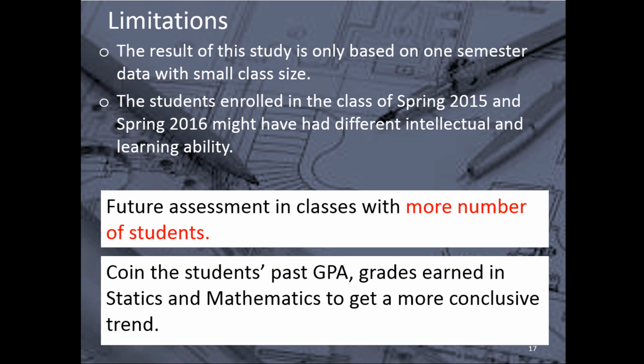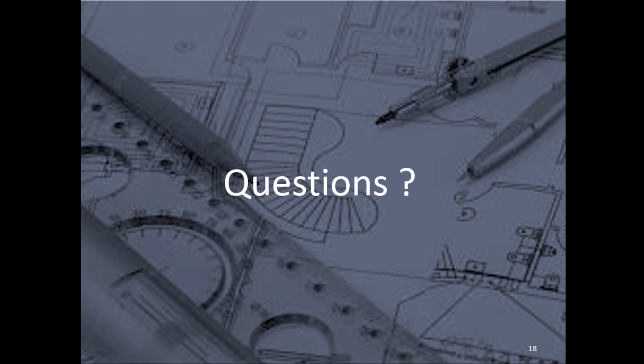So in future, what I plan to do is also to know their background, like what their GPA is and what their scores were in statics and math. I think if I could factor that in, then I would be able to see really if this 3 midterm effort was really helpful instead of 2 midterms. That's all. I'm ready for questions.